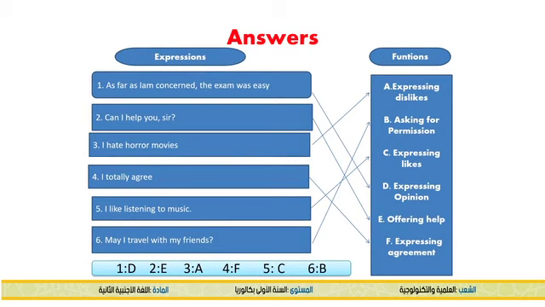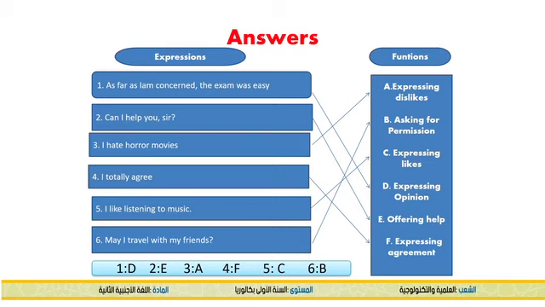Answers. As far as I'm concerned, the exam was easy. This shows us what? This shows us expressing opinion. Can I help you, sir? So it is what? It is expressing dislikes, asking for permission, no. Expressing likes, no. Expressing opinion, no. Offering help, yes. So number 2 is E.